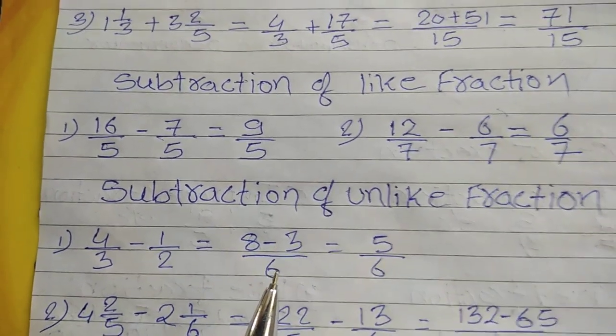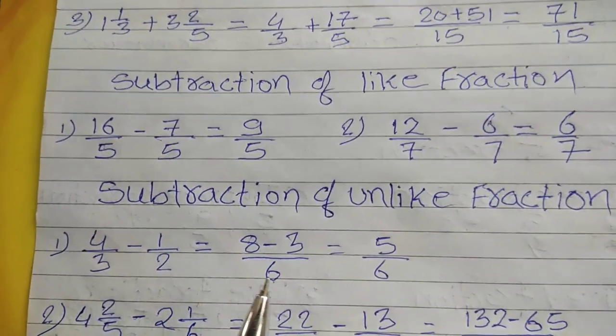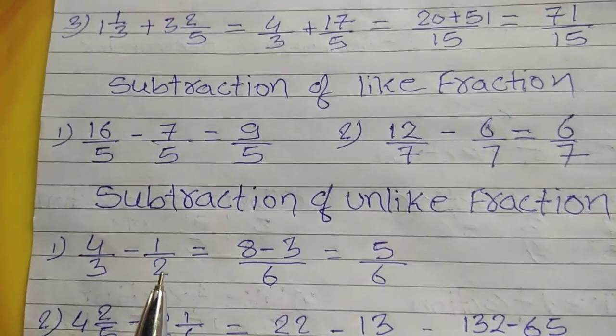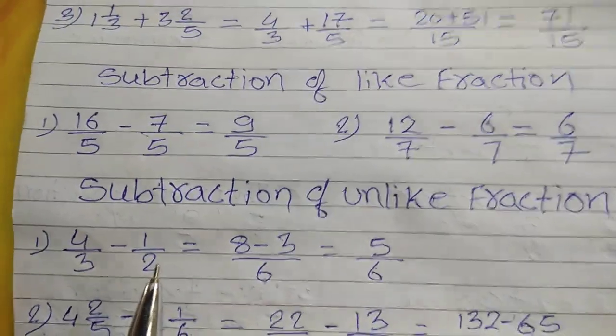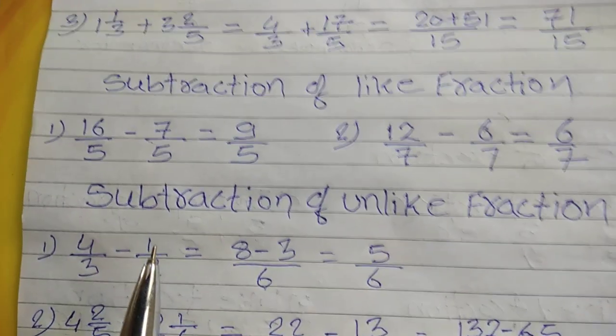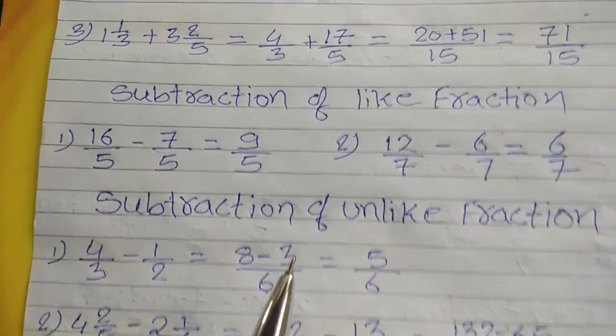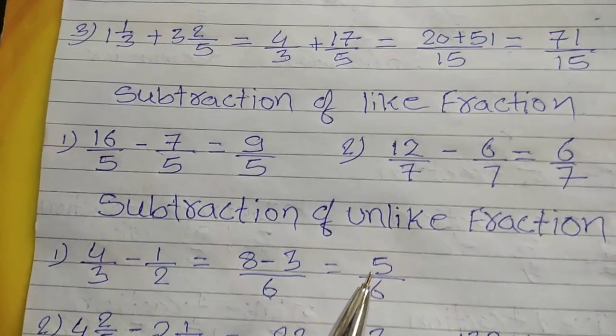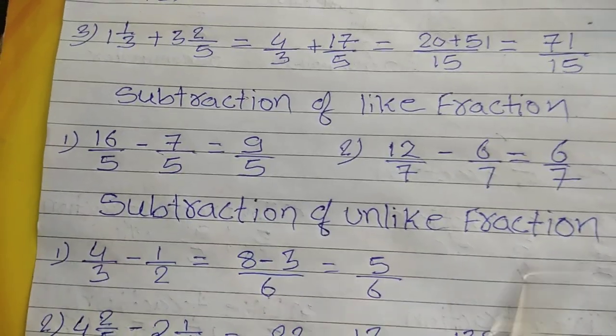After that, this 6 again you have to divide by this 2. When you divide 6 by 2, you will get the answer 3. That 3 multiplied with 1. So when I multiply with 3, we will get the answer 3. Now here 8 minus 3 is equal to 5, and 6 as it is.